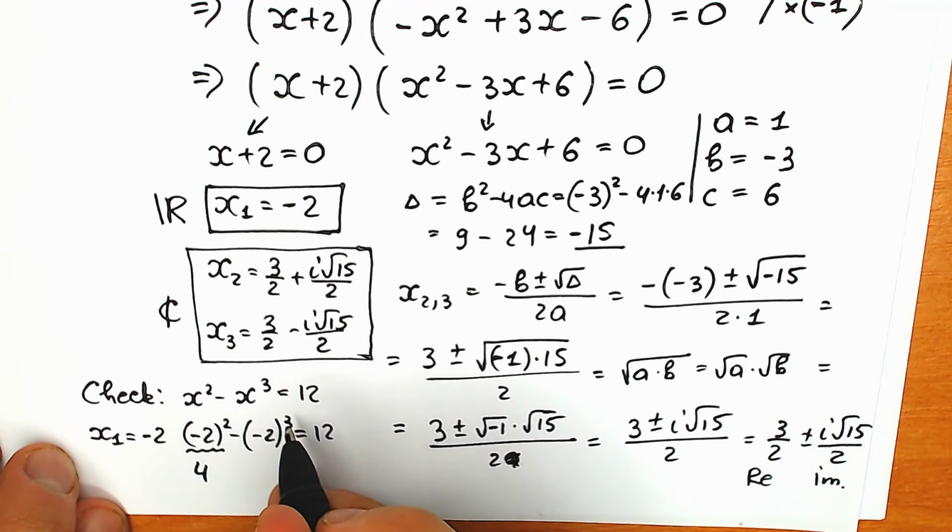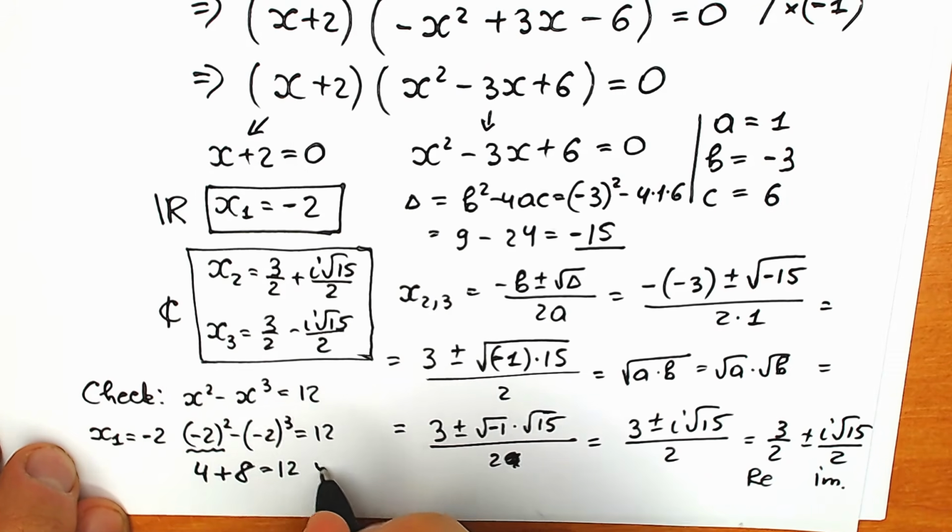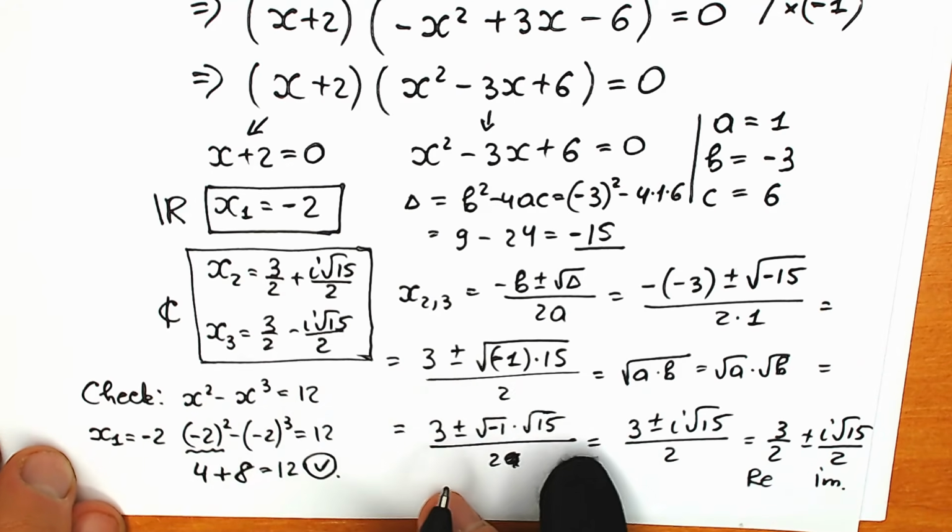We have right here an odd power, so it means that we still have a negative sign. In the odd power we're going to have this negative sign, so with this minus we're going to have plus, and 2 cubed is equal to 8, which is absolutely correct. So our root is really great.